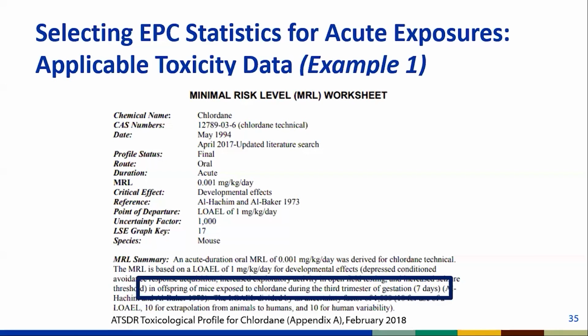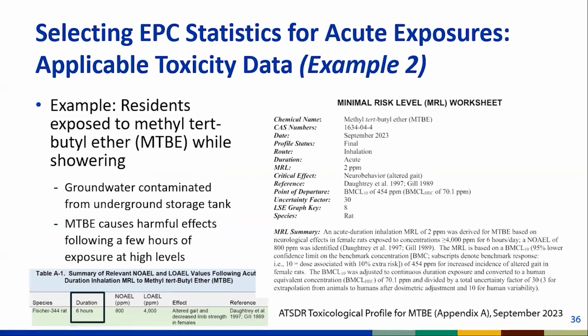This slide presents a screenshot of Appendix A from that profile, published in February of 2018. As described in the summary on this MRL worksheet, the acute ingestion MRL was derived from effects observed in mice exposed to chlordane for 7 days. Given this, the health assessor should use the 95 UCL to evaluate acute ingestion exposures to this chemical, assuming other criteria are met. Remember that if the underlying toxicity study involved a longer exposure duration, you should use the 95 UCL.